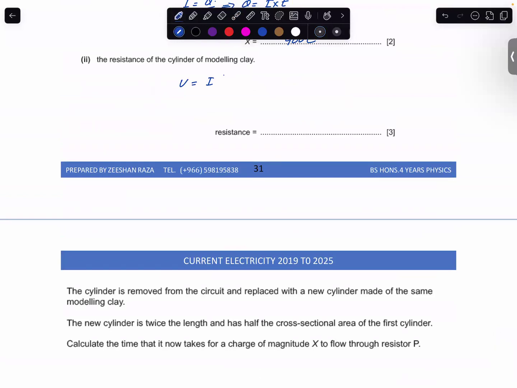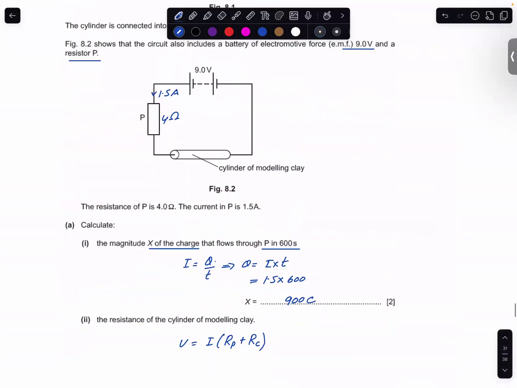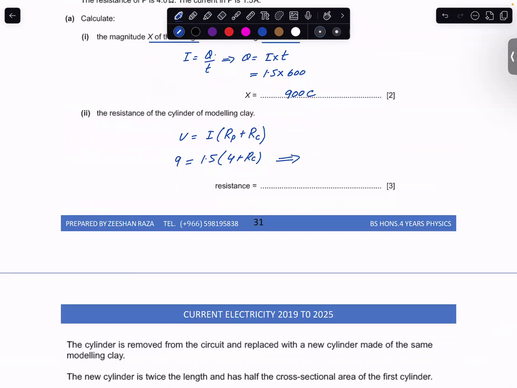V is equal to I, and R, resistance of the P and resistance of the clay, modeling clay. This RC is unknown. RC is the resistance of the clay. The value of V is given, that is 9 volt, current value is 1.5, RP is 4 and RC is unknown. Mathematically, when I solve this equation, I can write 9 divided by 1.5 minus 4 will be equal to RC. 9 divided by 1.5 is equal to 6, minus 4 is equal to RC. So this RC will be equal to 2. So the resistance of the modeling clay will be equal to 2 ohm.